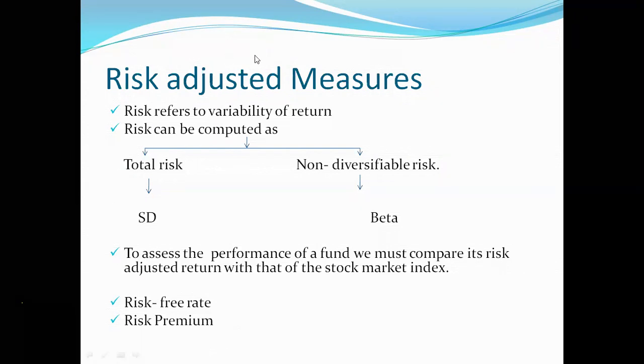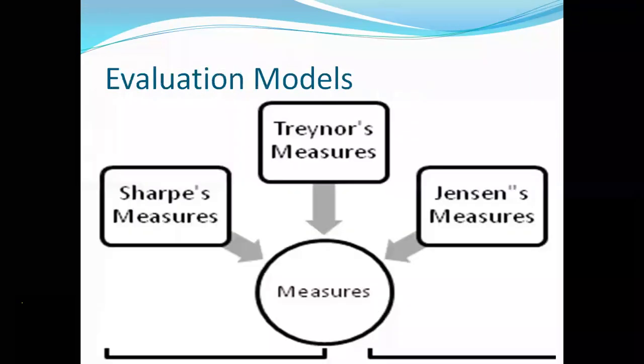So risk adjusted measure is very important because in the calculations we are going to make use of total risk, the standard deviation, as well as non-diversifiable risk, that is beta. We are going to use the term risk-free rate. At the same time, we are going to use risk premium, which is nothing but the excess of the expected return over the risk-free rate. So the extra risk which you are ready to take is called risk premium, and that has to be compensated with higher returns.